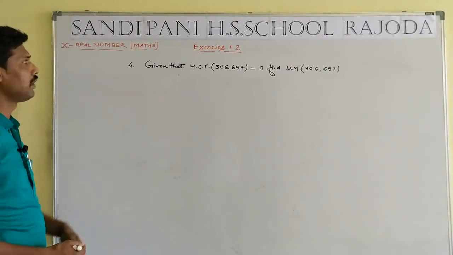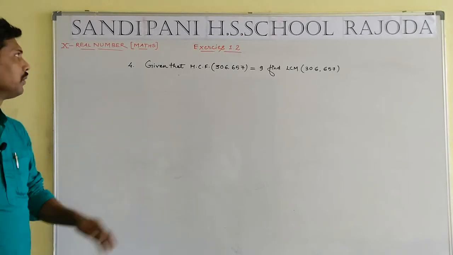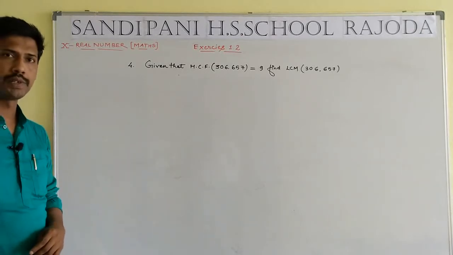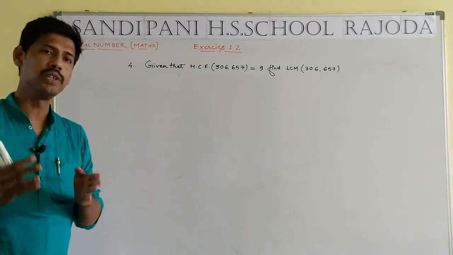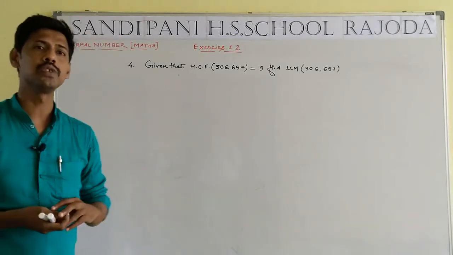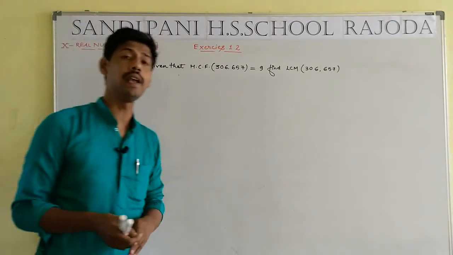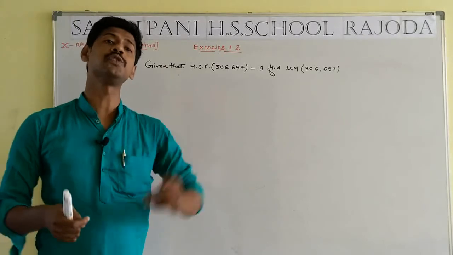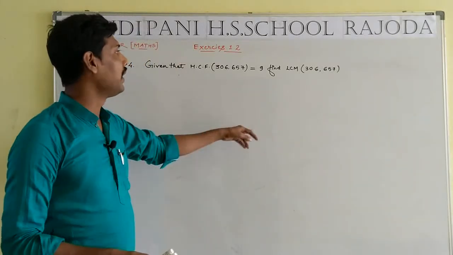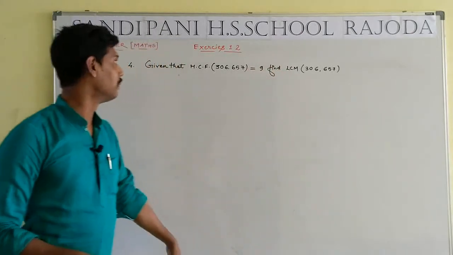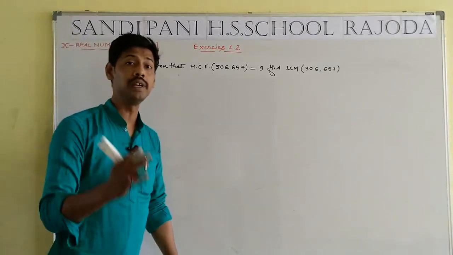Students, this is question number 4 of exercise number 1.2. In the previous classes we have studied question number 1, 2 and 3. What is the basic difference between questions 1 to 3 and question 4? In questions 1, 2, 3, we have to find the value of HCF and LCM by the prime factorization method. But in question 4, we have to find the value of LCM by the use of HCF, by the application of Euclid division lemma.